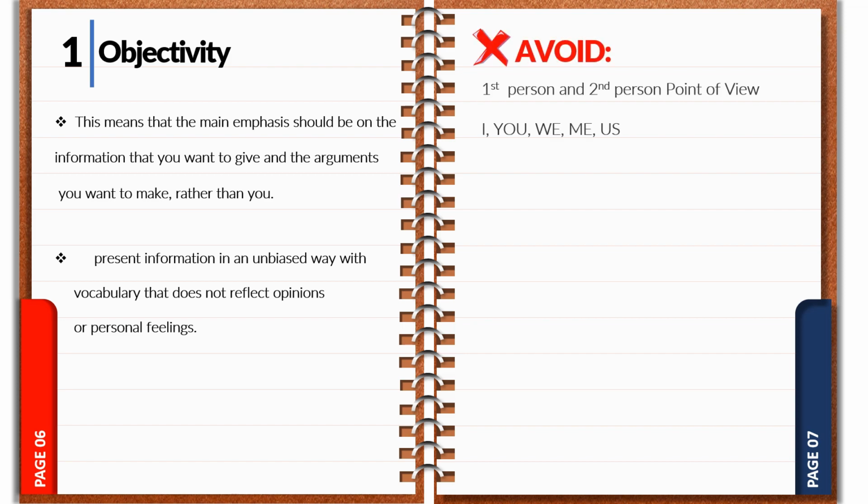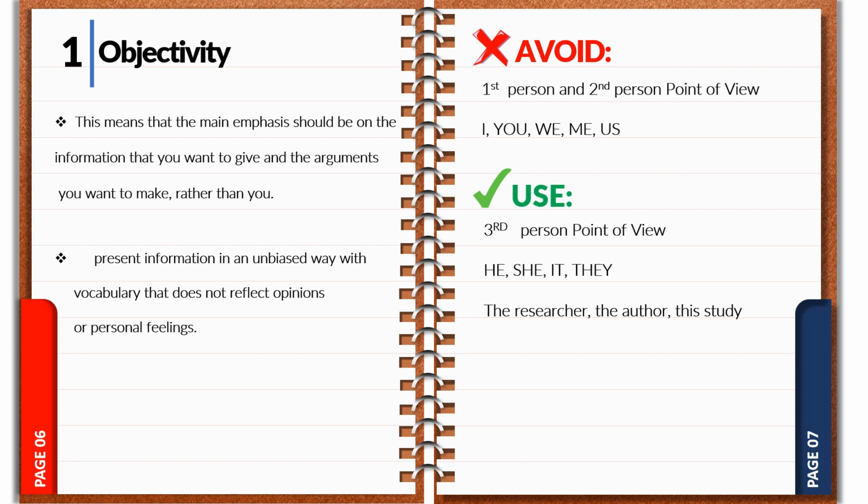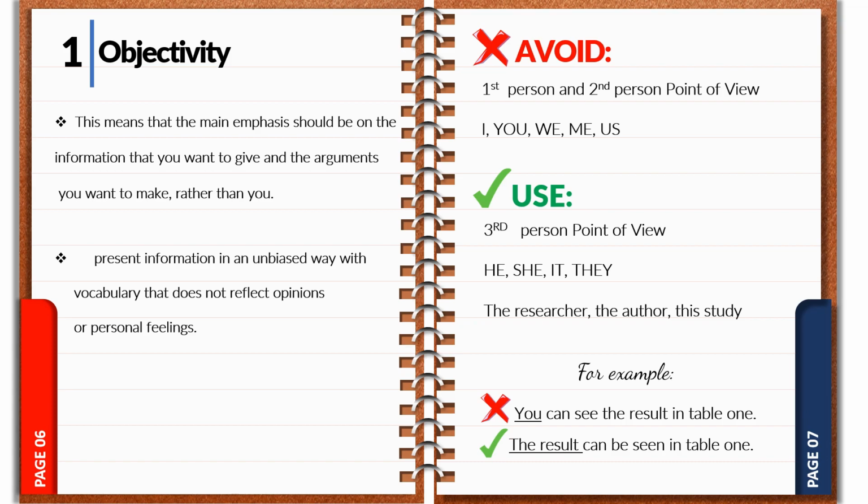Avoid using first person and second person point of view, such as I, you, we, me, and us. Instead, you can use the third person point of view, like he, she, it, they, or the researcher, the author, this study. For example, you can see the result in Table 1. The correct one is, the result can be seen in Table 1.